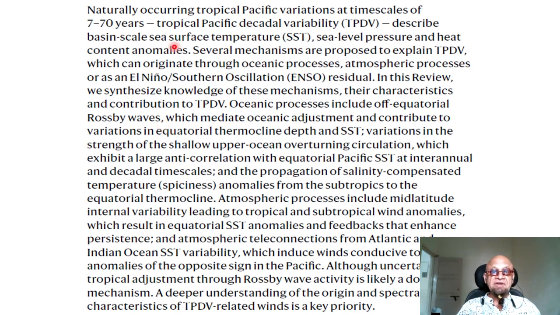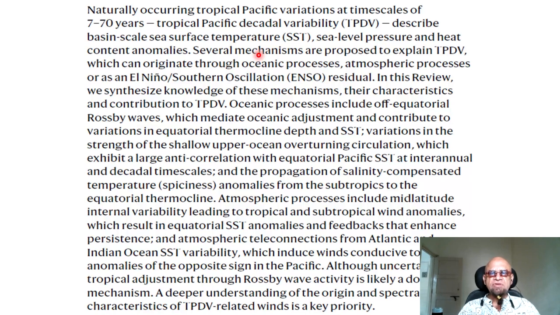Tropical Pacific decadal variability. Some of you may be aware of the Pacific decadal oscillation, which is an off tropical thing. It's focused on the mid latitudes, even though it has a very strong tropical signature, and they are not independent. Naturally occurring tropical Pacific variations at timescales of 7 to 70 years, tropical Pacific decadal variability or TPDV, describe basin scale sea surface temperature, sea level pressure, and heat content anomalies. We'll see a picture soon.